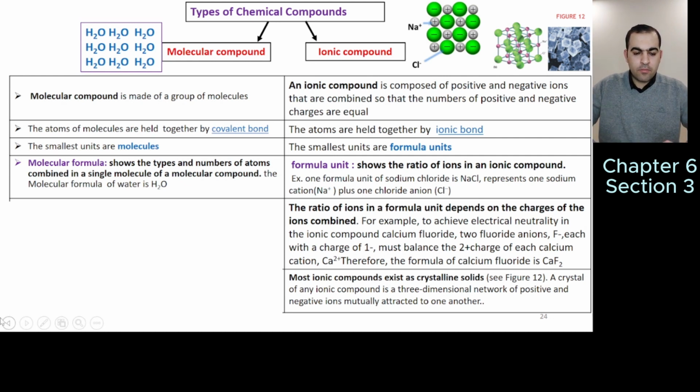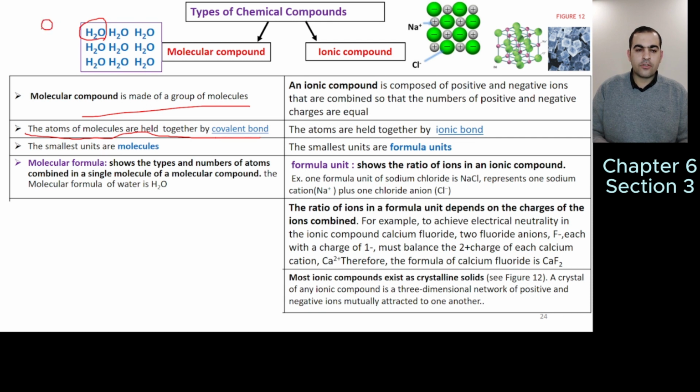We learned that molecular compounds are made of a group of molecules. Imagine this is a drop of water. A group of H2O molecules together make a molecular compound which is called water. The atoms of molecules are held together by covalent bonds. This is in H2O, the bond between hydrogen and oxygen.